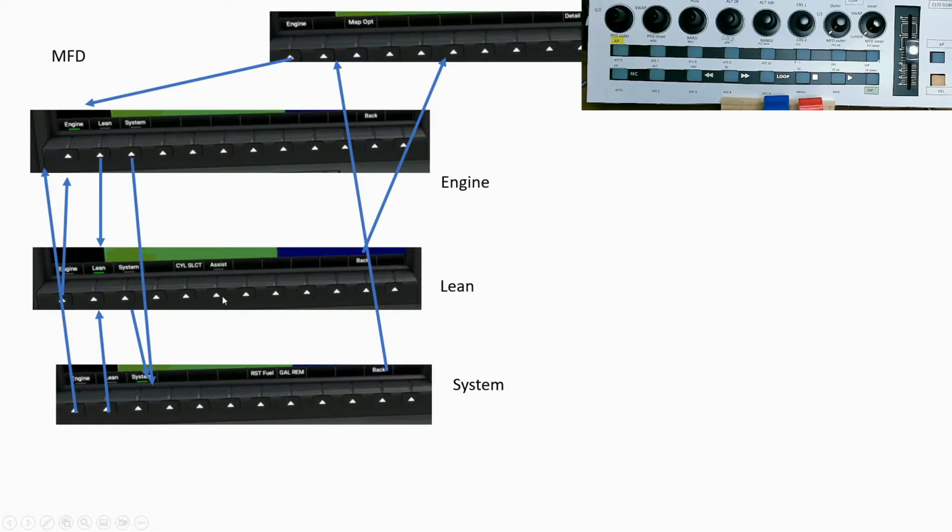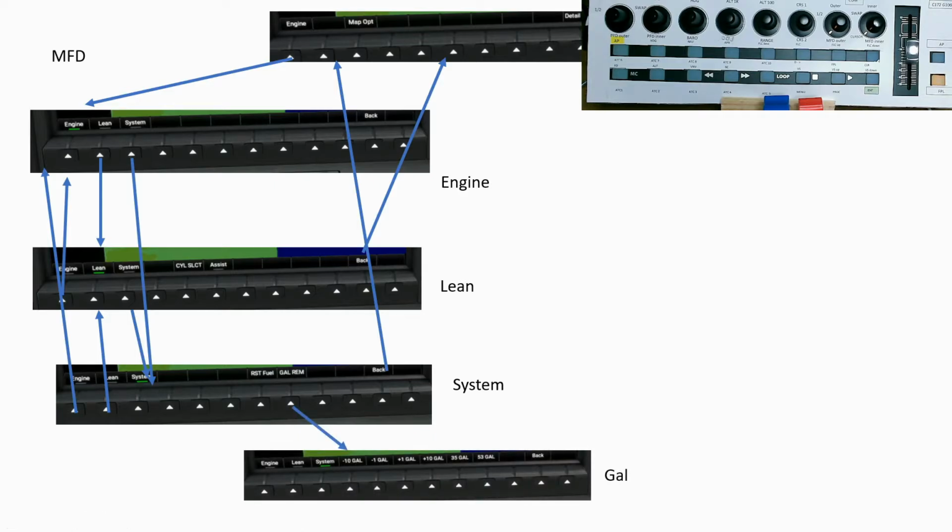There's a bit of work here to do on the assist and the gallons remaining. Assist should be okay, but gallons remaining takes us into here, which is good. Again, its own way back to the engine, back to the lean, and the back button for this one doesn't take us back up here. It takes us back to here. So a little bit inconsistent there how that back button's going to work for us.